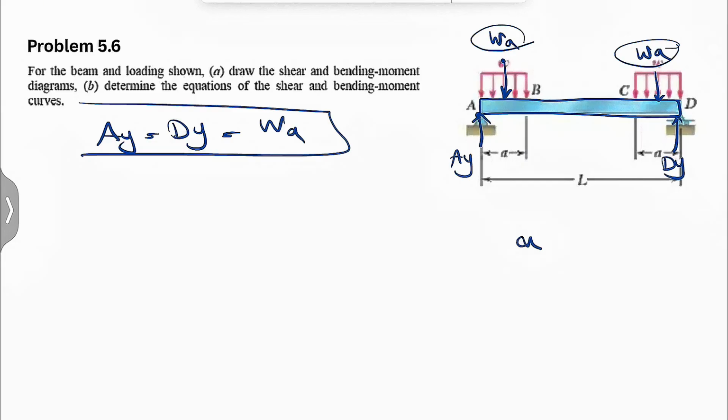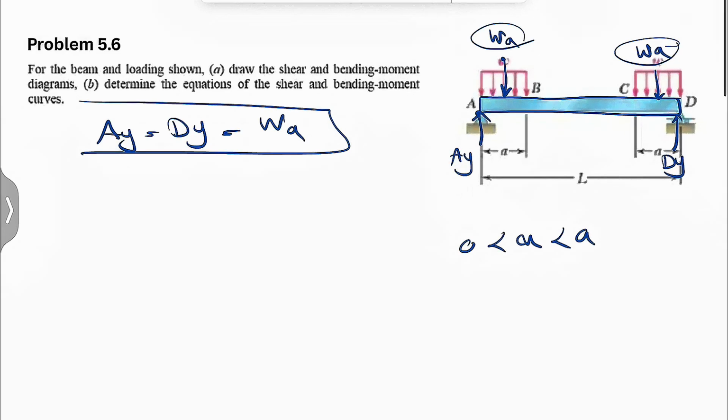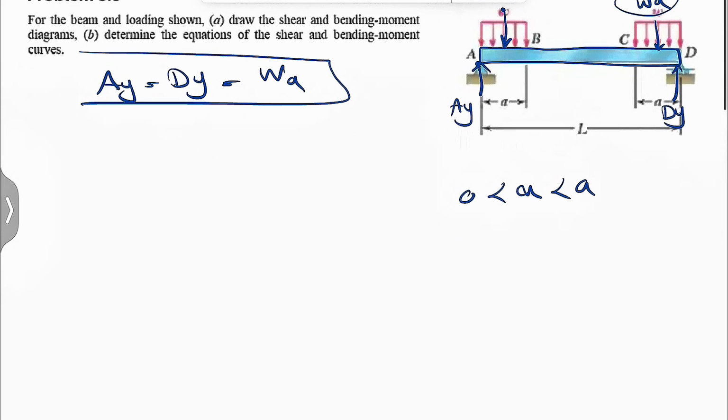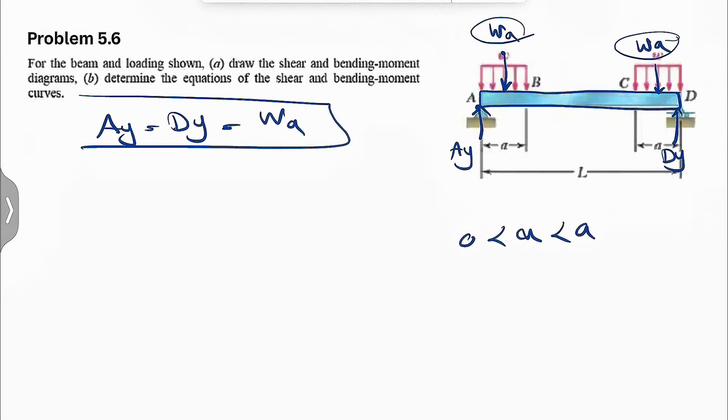We can start from X equals 0 to A, and let's see what we get. And after that, we're going to move from point B to C, which is A to L minus A, and the last one would be from point C to D. Okay, so let's move on from A to B. We have the distributed force.